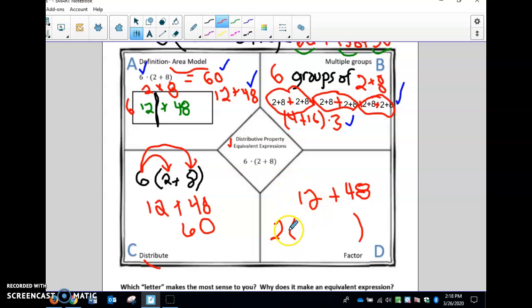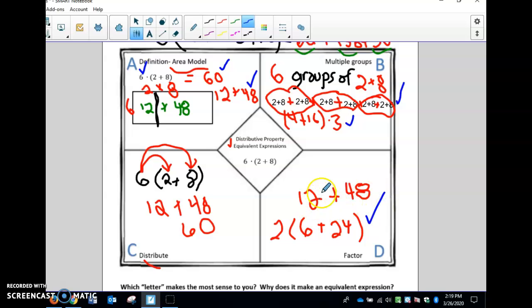So for example, if I took 2 and I said 2 times what gets me to 12? Well, 2 times 6 is 12. And then if I did the same thing here, 2 times what gets me to 48? Well, 48 divided by 2 is 24. And in fact, this expression also is equivalent to that expression.